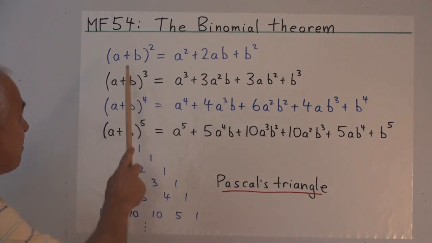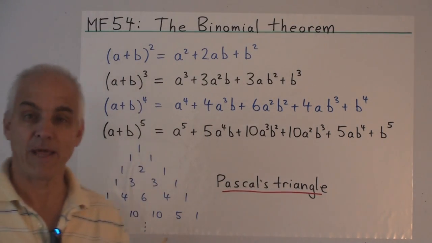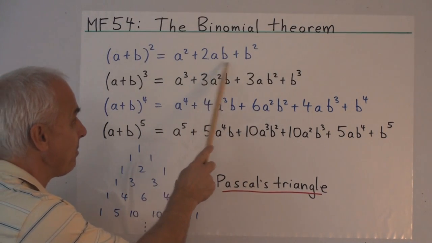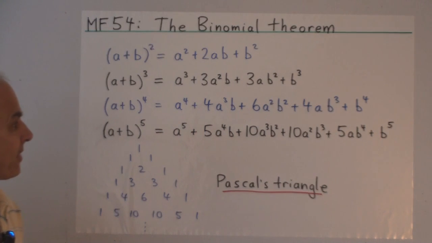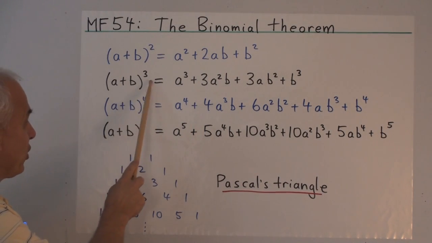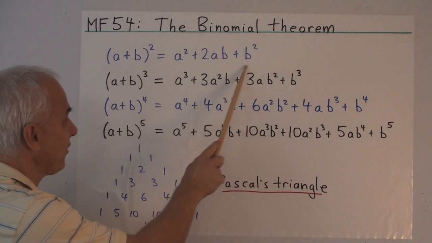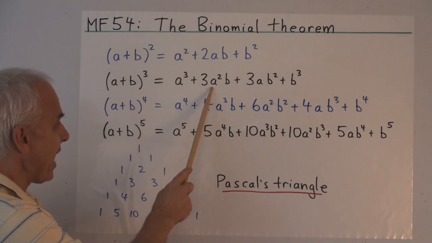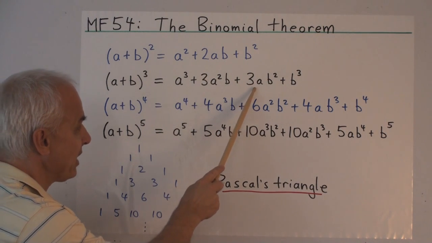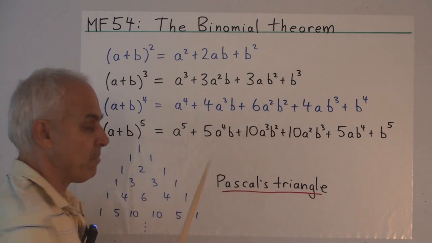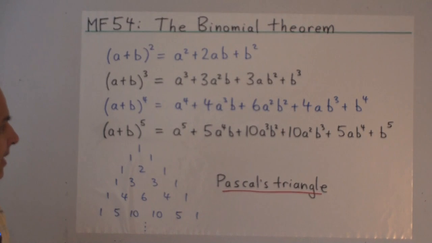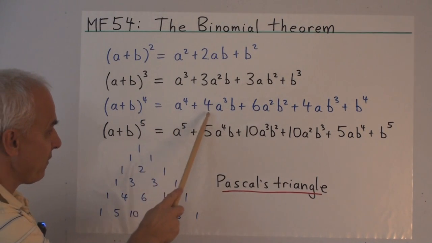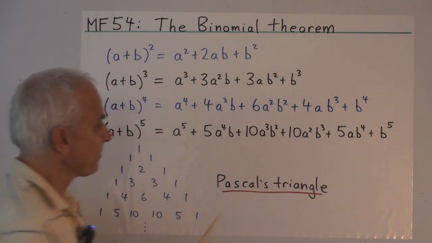It starts out by expanding a term like (a plus b) squared. We've seen that that's a squared plus 2ab plus b squared. If you now expand (a plus b) cubed, for example, if you take this and you multiply it by a plus b, then you get a cubed plus 3a squared b plus 3ab squared plus b cubed. And here is (a plus b) to the fourth with coefficients 1, 4, 6, 4, 1.